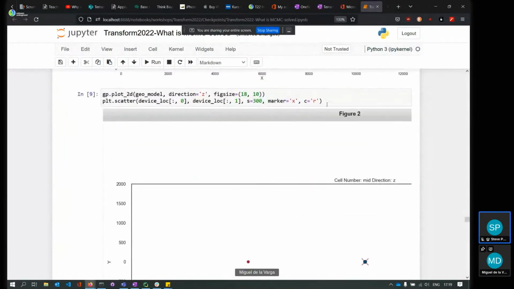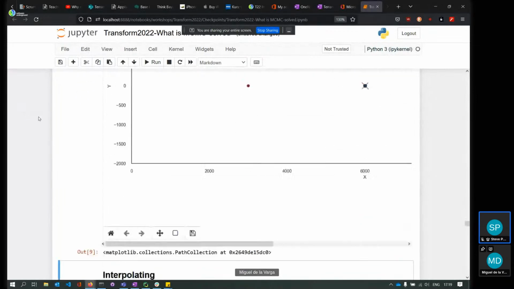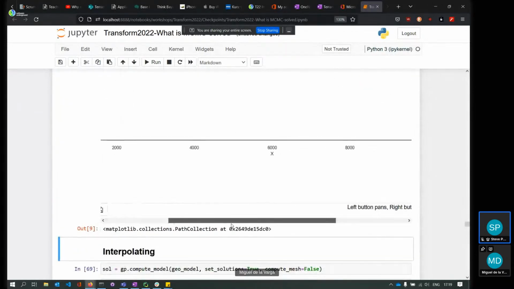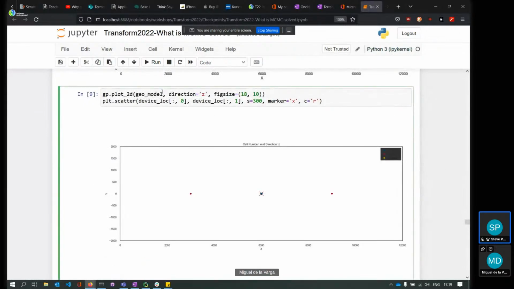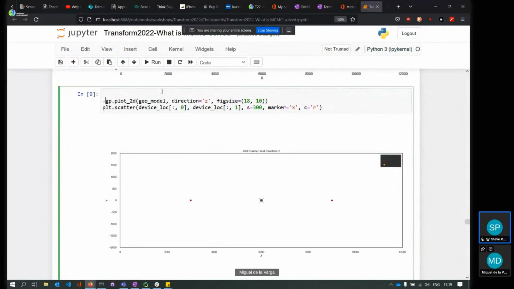Okay, so now I know what is happening. I have this matplotlib backend. So here we have just the zenithal view of the same, just to see exactly where the device is. I just put the device in the middle of the model, nothing too fancy.